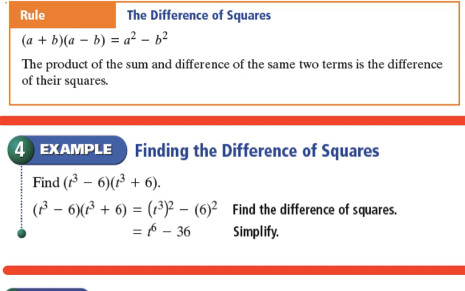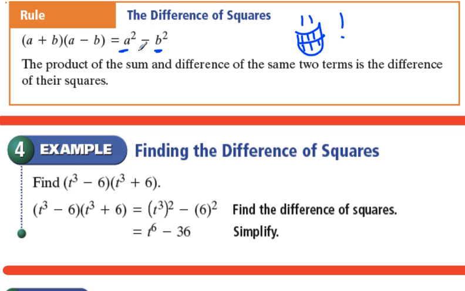The difference of squares. Oh my goodness. This one is so awesome. You are going to love it. All right. A plus B times A minus B. So same terms, but opposite signs. It's just the first term squared minus the last term squared. That's it.